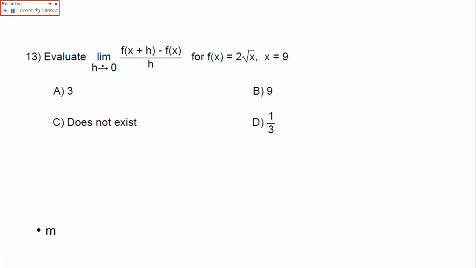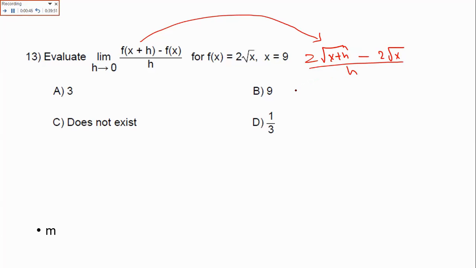Next, evaluate the limit as h goes to 0 of f of x plus h minus f of x, divided by h. So we're going to have to evaluate it for f of x equal to 2 square root of x. So instead of f of x, we have to do 2 square root of x plus h, minus f of x, that means 2 square root of x, over h.